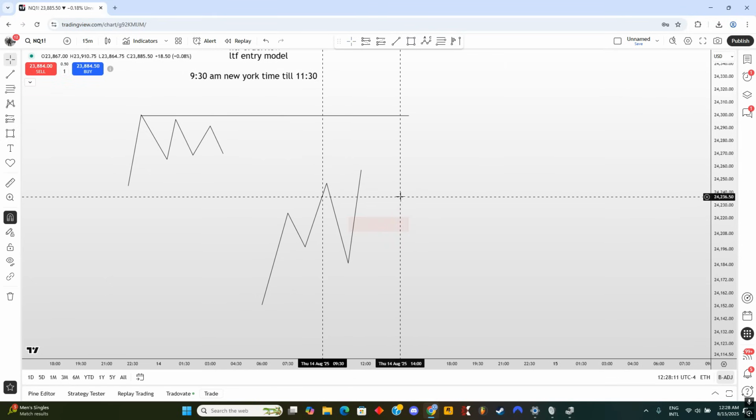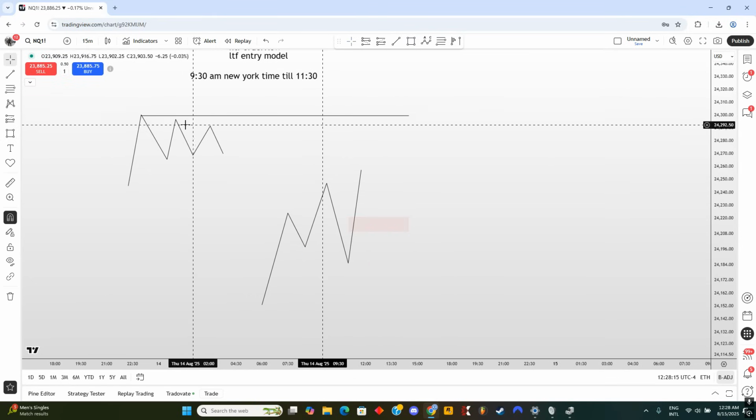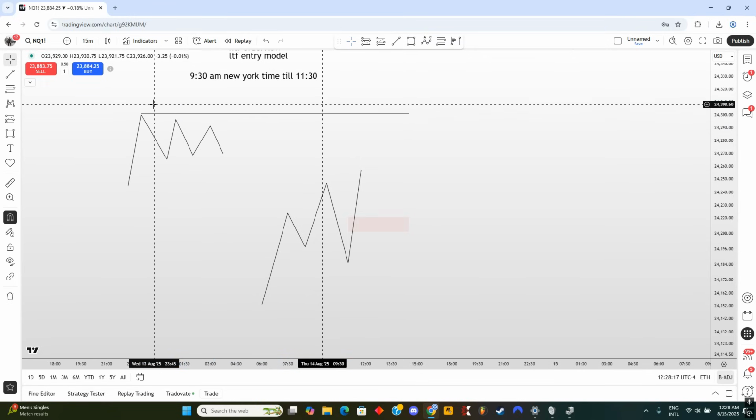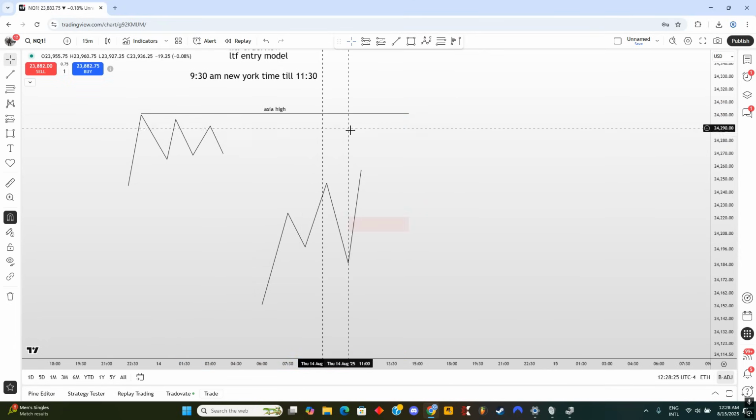Why? Because we are bullish. We are in a bullish trend. We are going up. We have clear draw on liquidity up there. Let's call this Asia high, right? So let's say that this is Asia high right here. Now this could be a draw on liquidity.